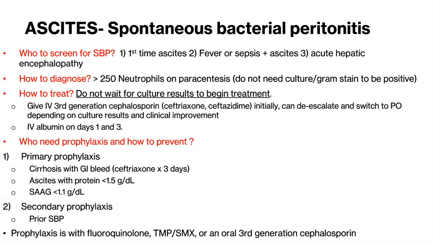Secondary prophylaxis, or prevention of SBP in someone who has already had at least one episode of SBP, should be given to anybody who has ever had an episode of SBP. Prophylaxis is typically done with a fluoroquinolone, trimethoprim sulfamethoxazole, or an oral third-generation cephalosporin.